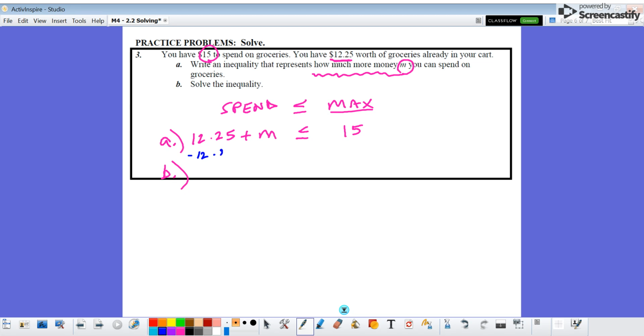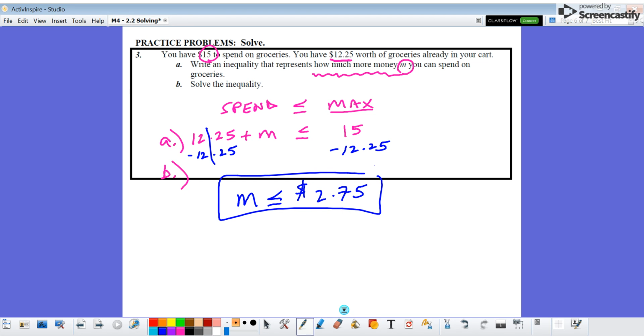I would just subtract $12.25 from both sides. I would have M less than or equal to $2.75. So that's basically how much more money you have at your disposal, $2.75 or anything less than that, so you don't go over your max.